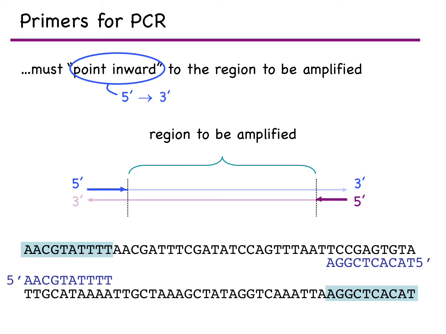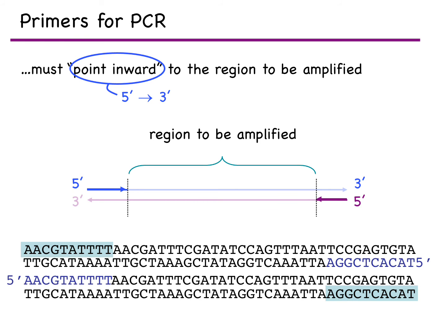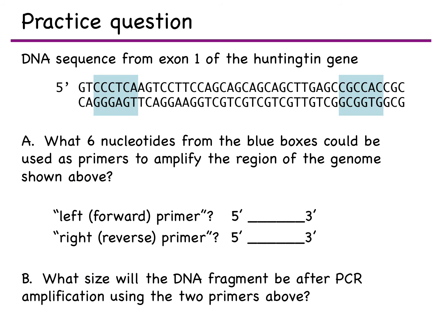And then you basically have the Thermus aquaticus polymerase present and all 4 dNTPs, and you synthesize your new strand of DNA. Okay, so that's how the process works. And now I've got a practice question for you.